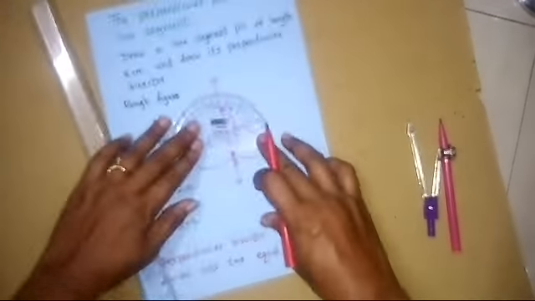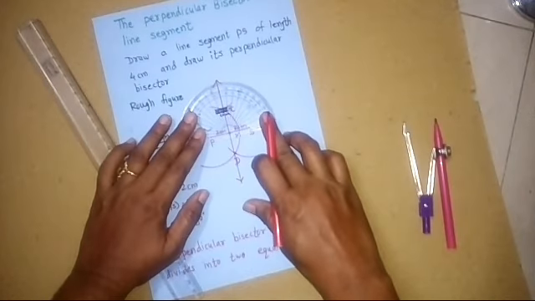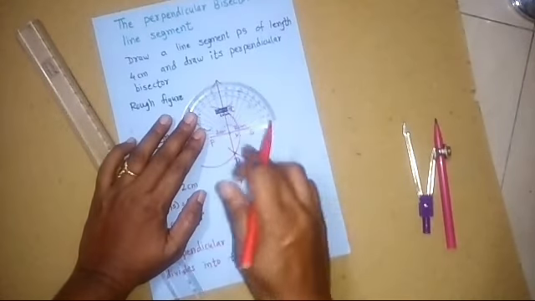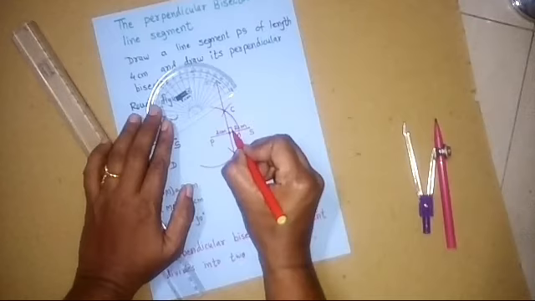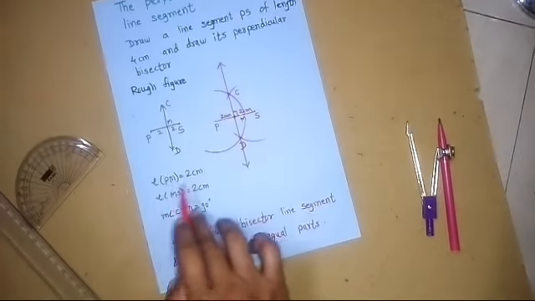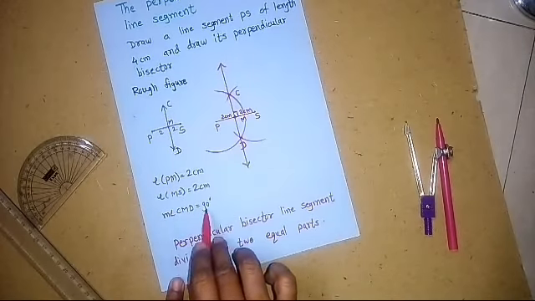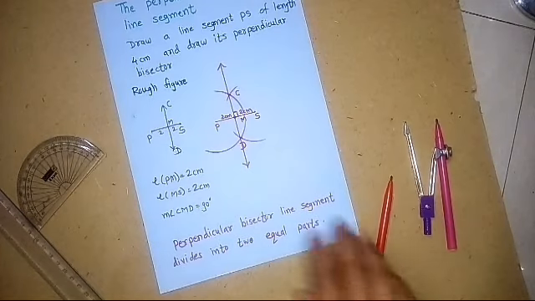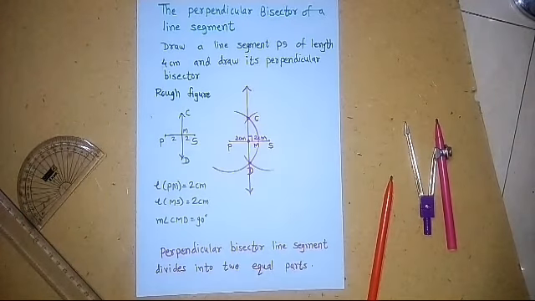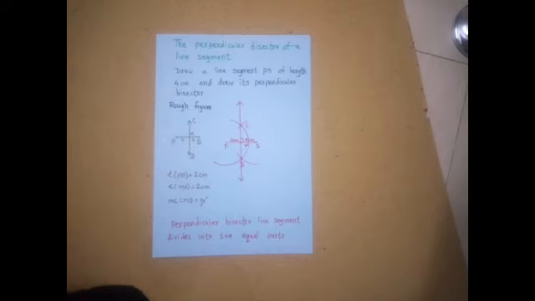Measure angle CMS. This angle is 90 degrees. The segment appears to be divided into two equal parts. PM is equal to 2 cm and MS is equal to 2 cm. Angle CMD is 90 degrees.